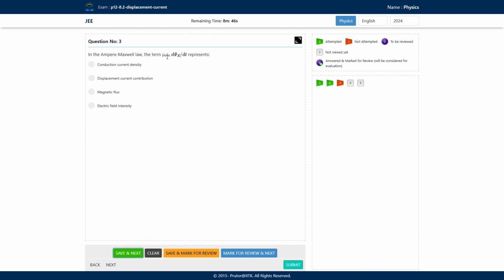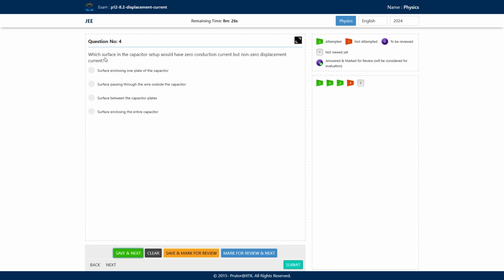In the Ampere Maxwell law, the term mu naught epsilon naught d phi E upon dt represents conduction current density, displacement current contribution, magnetic flux, or electric field intensity. Which surface in the capacitor setup would have zero conduction current but non-zero displacement current? Surface enclosing one plate of the capacitor, surface passing through the wire outside the capacitor, surface between the capacitor plates, or surface enclosing the entire capacitor.